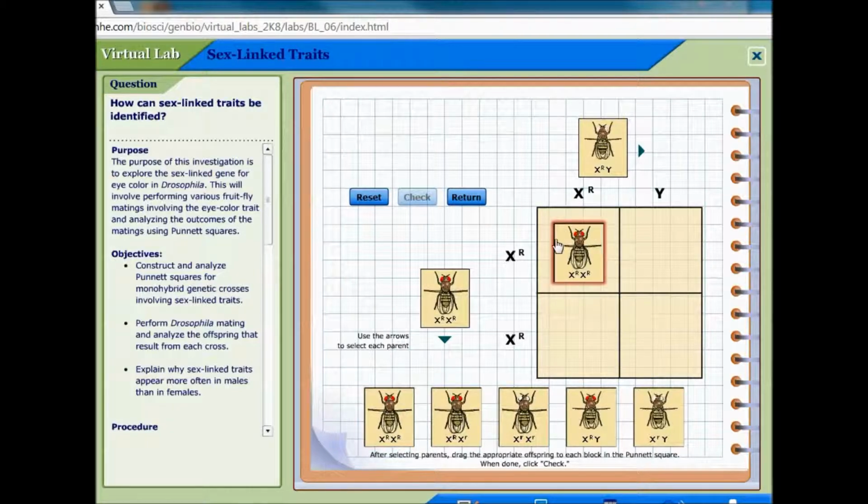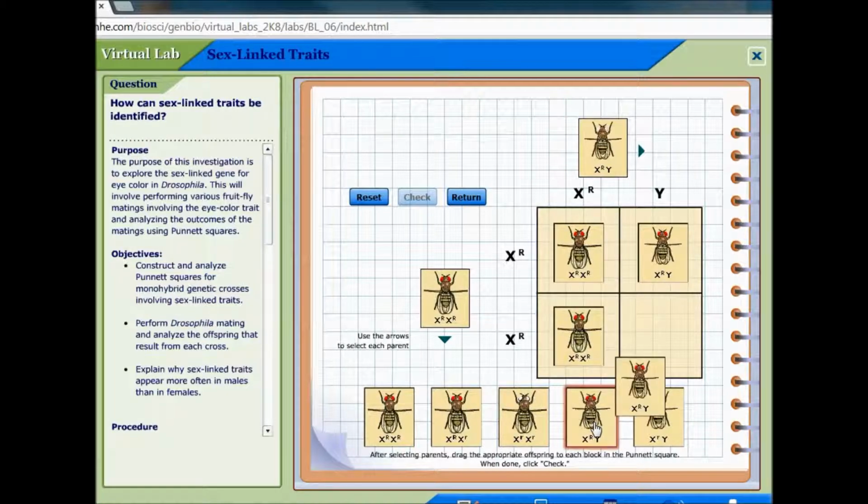So we put this guy in. Now let's go over to, so we know this is a male in this spot, the male with red eyes, because it has a dominant R, capital R there. Here we have big R, and big RY. And we got all red eyes.